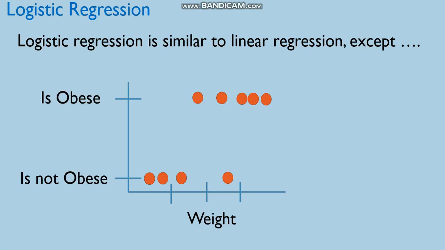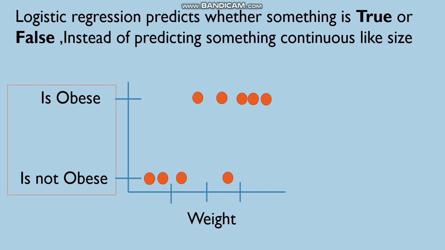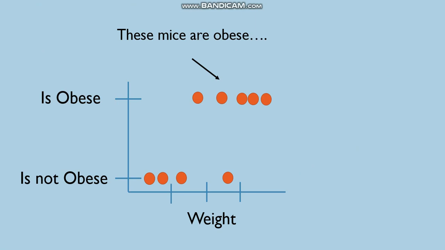Now, let us discuss logistic regression. Logistic regression is similar to linear regression, except logistic regression predicts whether something is true or false, instead of predicting something continuous like size. These mice are obese, and these mice are not.